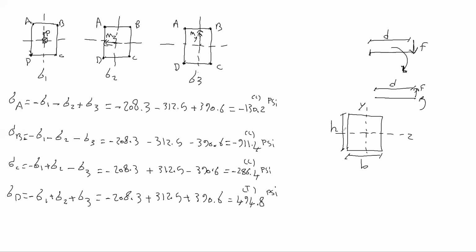We already derived it, but you need to memorize. Iz is always bh cubed. Yes, we derived this formula before, right? We proved this formula. And Iy is hb cubed, right? This is for a rectangle.